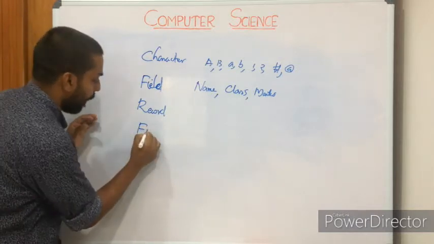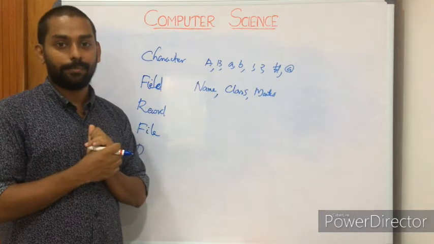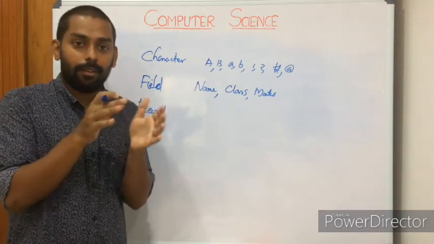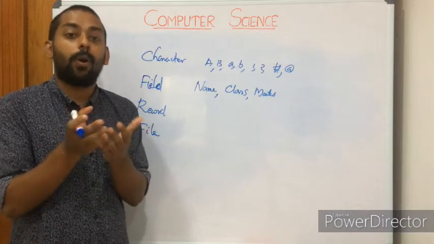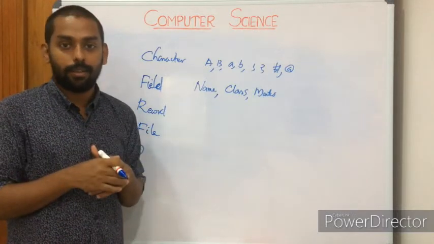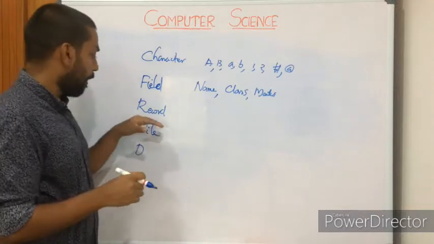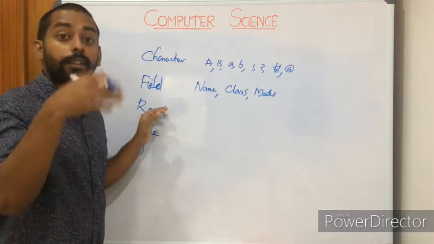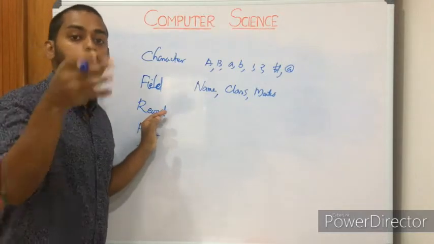Next one is file. What is a file? Your class teacher keeps a collection of records, right? The progress reports of all the students, 35 students, in a file. That is what a file is. A file is a collection of related records. Not simply a collection of records, it's a collection of related records.